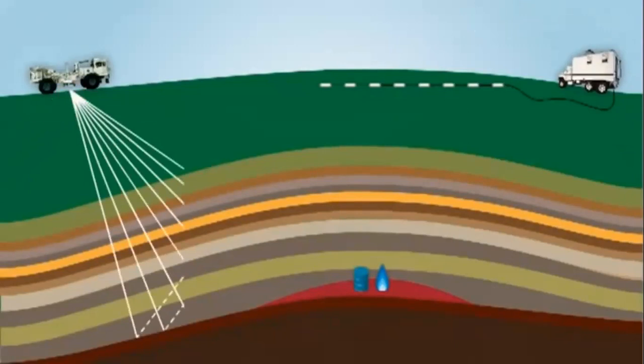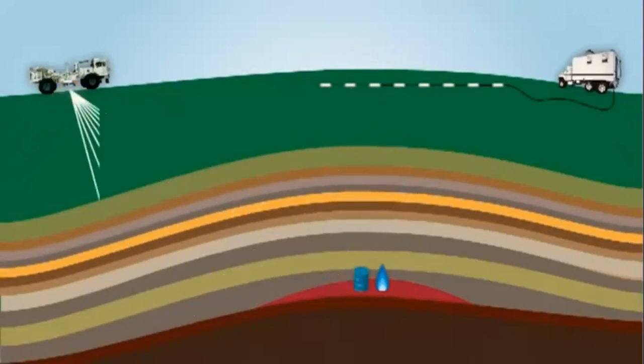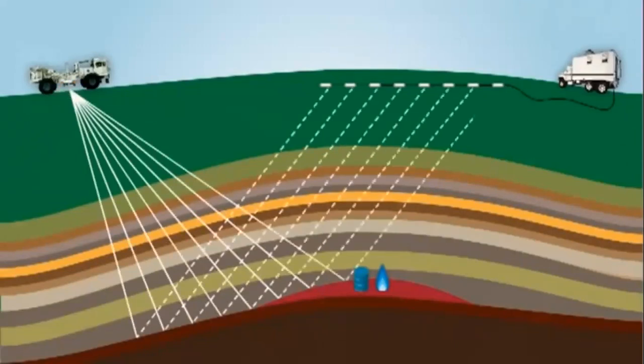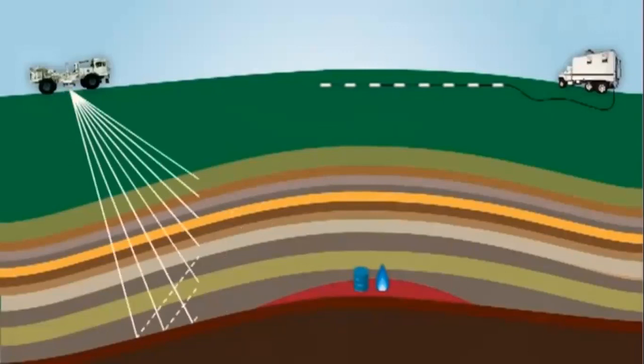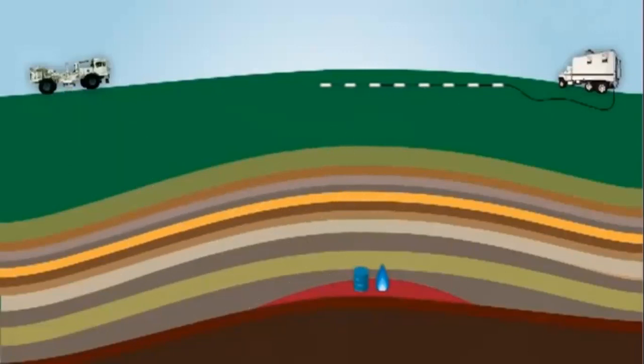Vibrators send thousands of wavelets down to all the different layers of the earth. Some of the wavelets bounce off the boundaries between the rocks below the surface and are reflected back to the geophones. Each geophone along the cable sends the received wavelets to a recording truck to be stored.